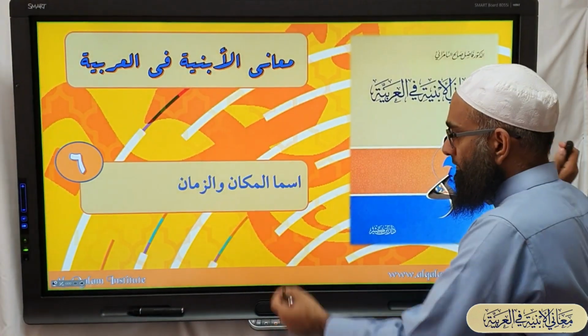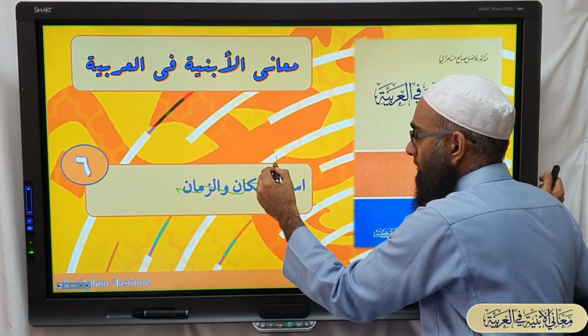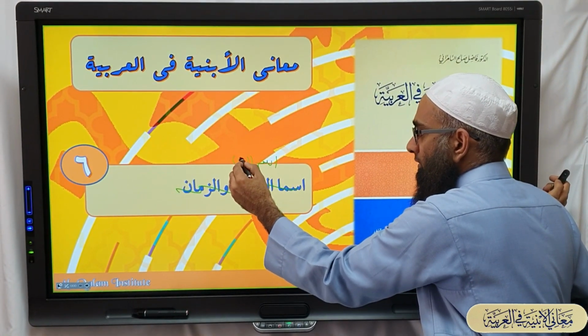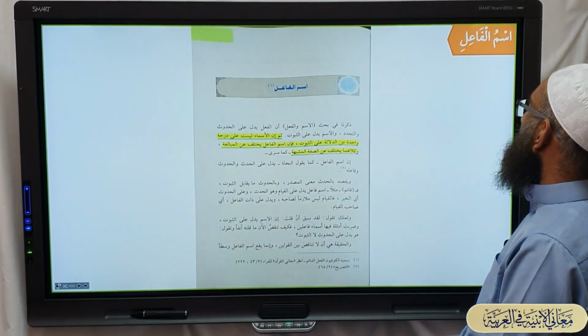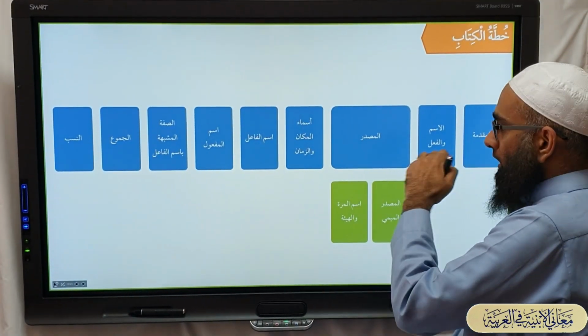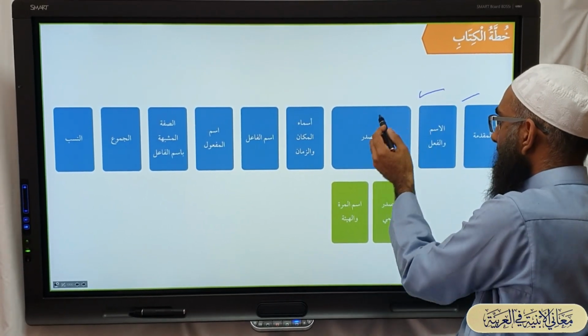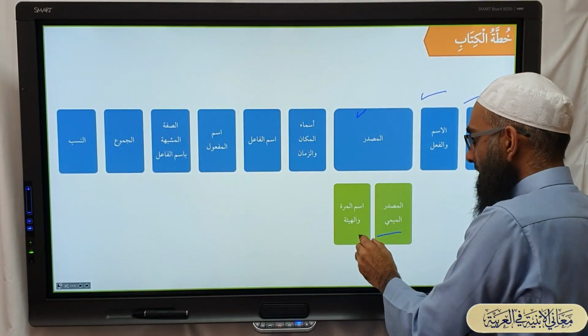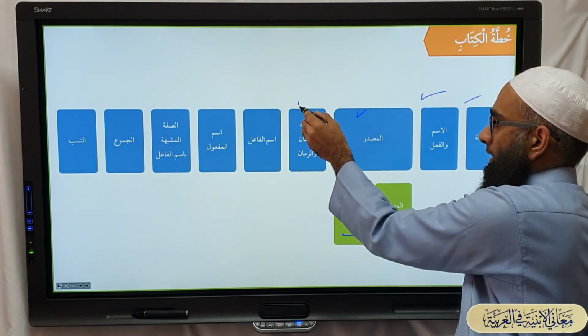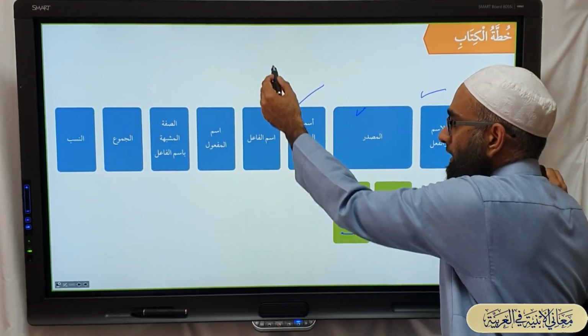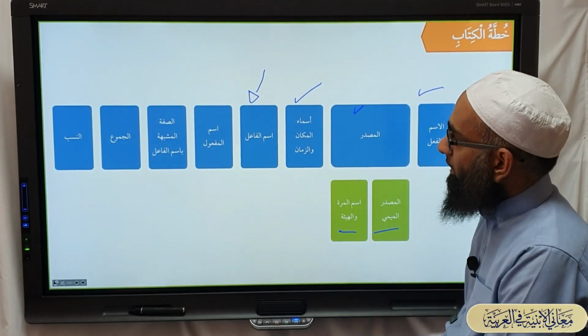Now we're moving on to اسم الفاعل. I forgot to change this. Moving on to the اسم الفاعل. So we've covered المقدمة, اسم الفاعل, مصدر ميمي, اسم المرأة, اسم الهيئة, and some rules regarding مكان and زمان. You are here. اسم الفاعل.